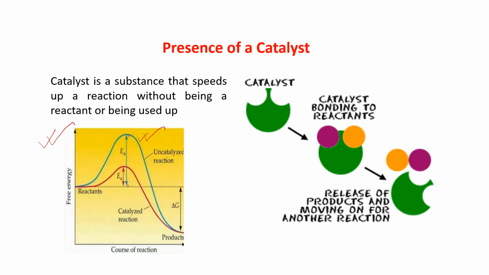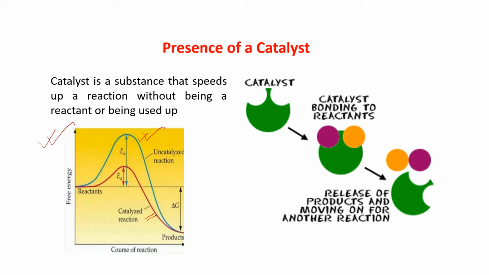But if we give the catalyst, this red graph is for the catalyzed reaction. That means a catalyst is used, so it is decreasing the energy also. That means the reactant molecules have to cross only this much amount of energy. This is the energy barrier here. And that means it is taking a very small amount of time for forming the product.